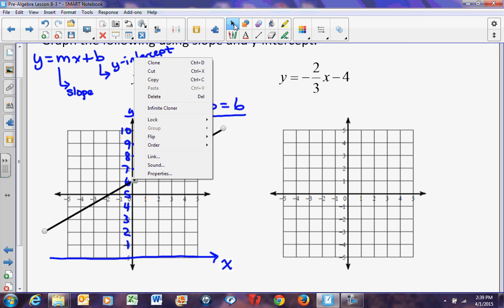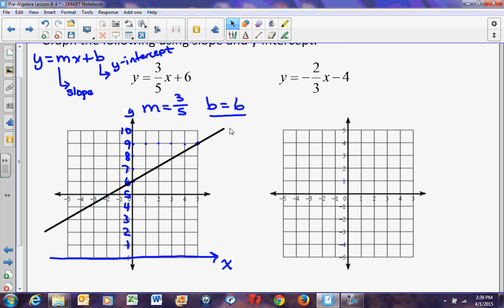I'm going to lock this in place here. And I'm going to put my arrowheads on it. And of course, I'm going to label it: y equals 3/5 x plus 6.